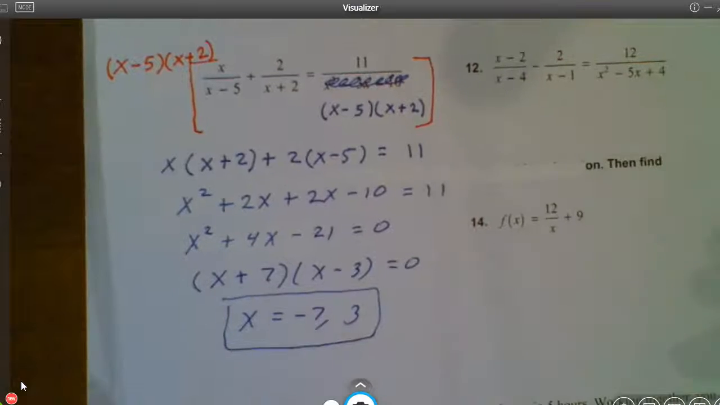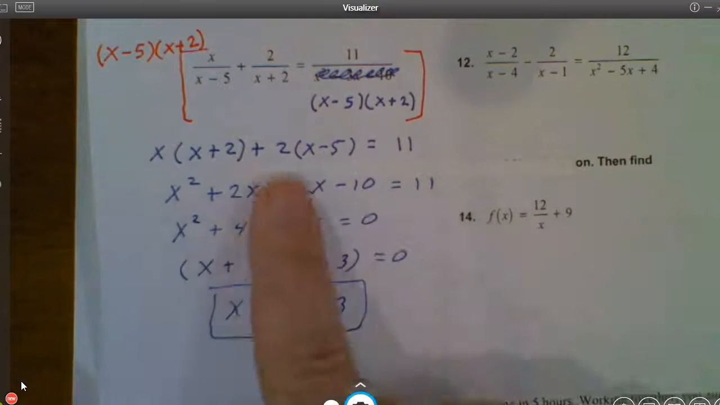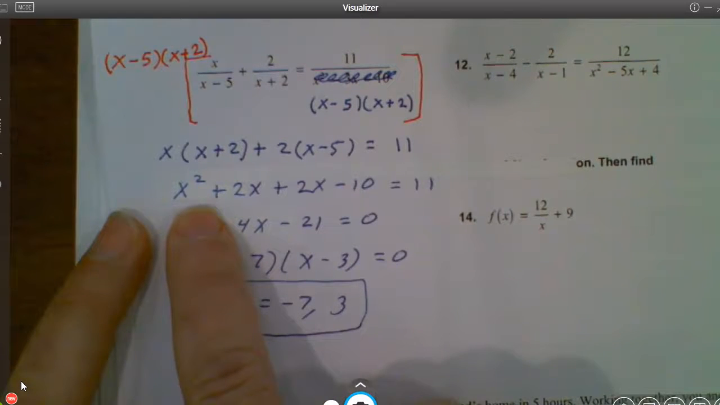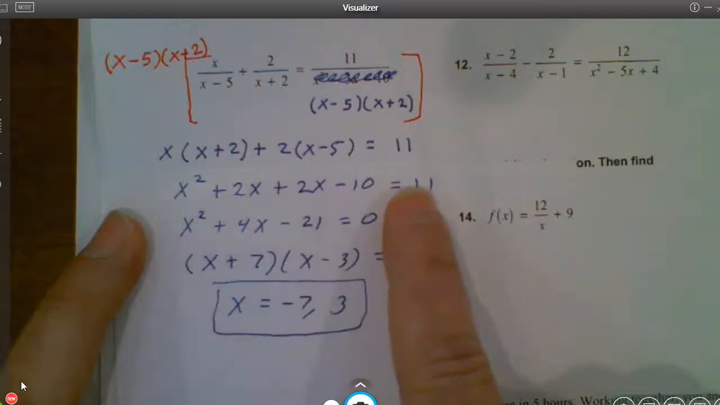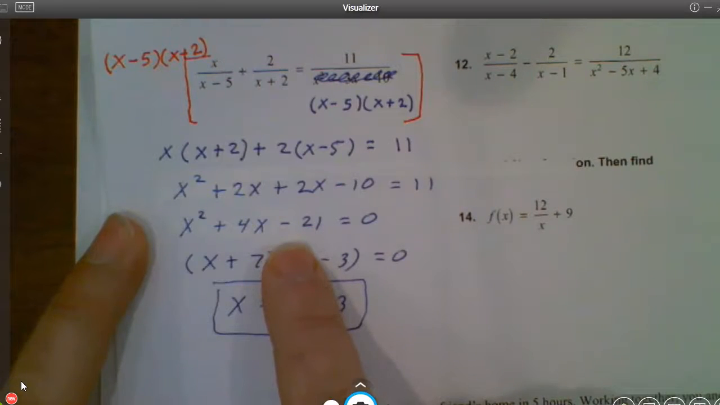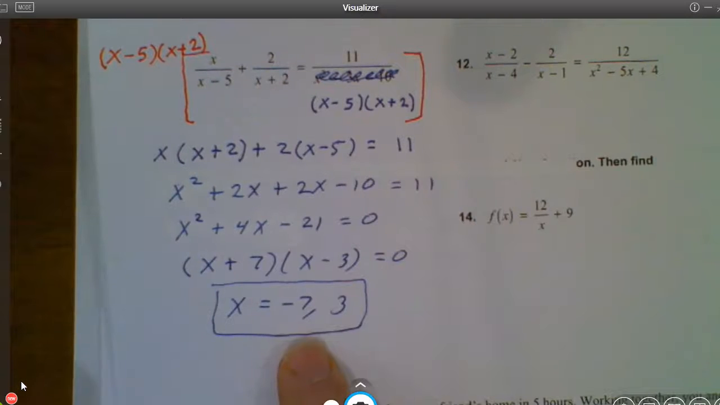The only reason I had this one pre-written out to show you guys is if you continue on this path, you'll notice you do get a quadratic out of this. So just remember, once you see that x squared, get everything onto one side to make it equal 0, and then we're going to solve by factoring. And those would be our two solutions right there. So that's it, done with chapter 7.